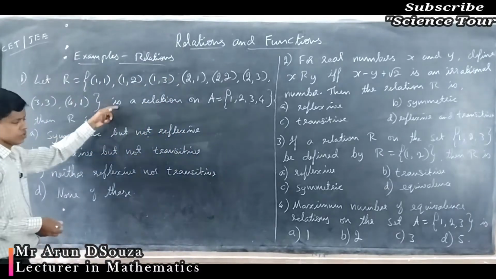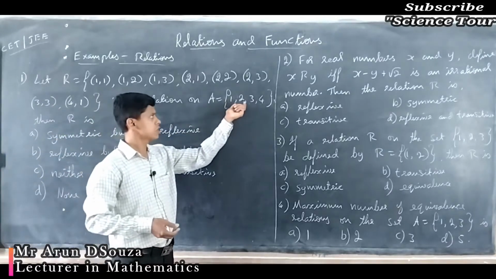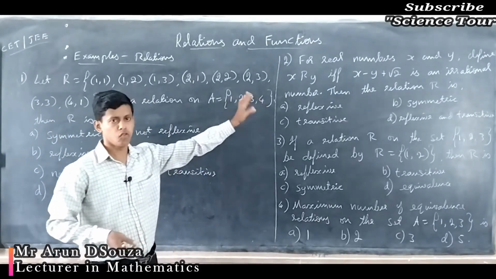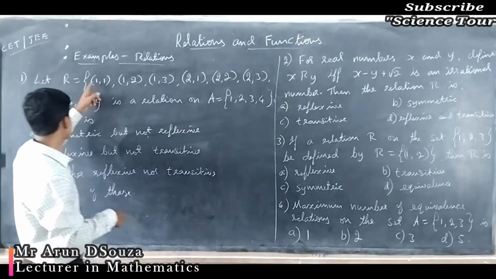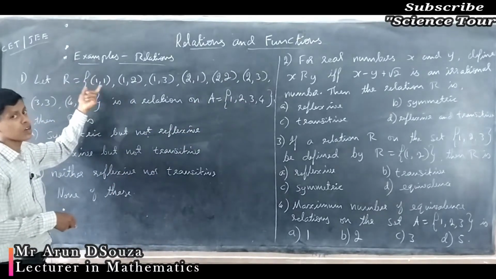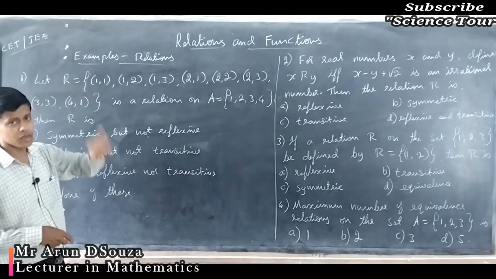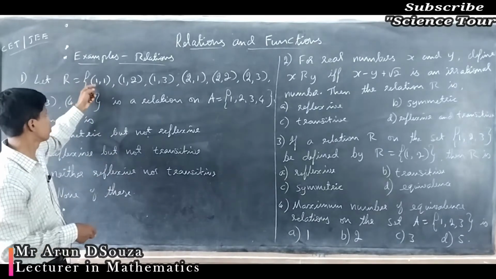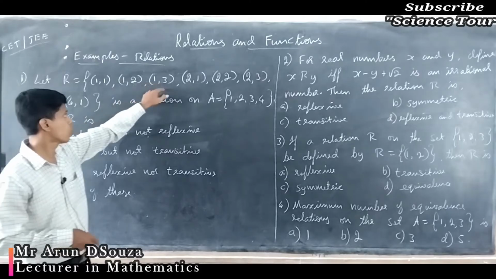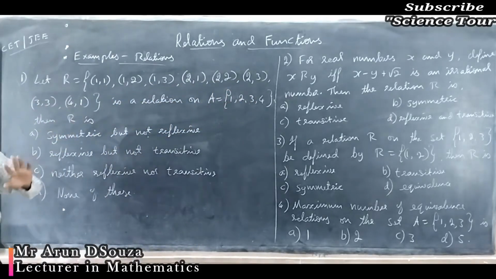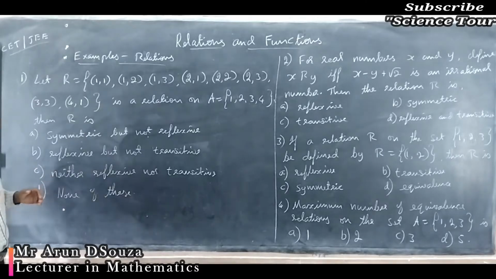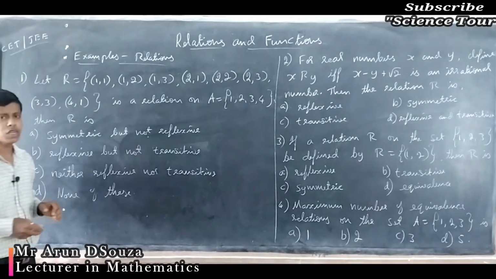The relation is defined on the set {1, 2, 3, 4}. There are only 4 elements in the set A, and the relation is given in the roster form, so all the ordered pairs are listed here. So you got (1,1), (1,2), (1,3), (2,1), (2,2), (2,3), (3,3) and (4,1). Well, now first check for reflexive.